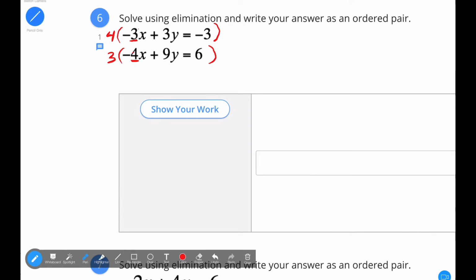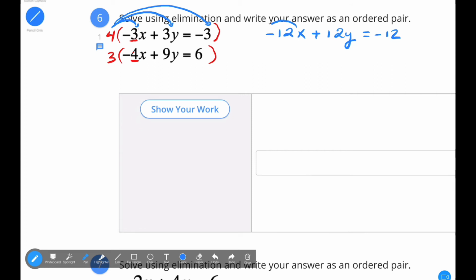So, let's do that first. Then we can change the sign a little bit. 4 times negative 3 is a negative 12x. 4 times 3 is positive 12y. 4 times a negative 3 equals a negative 12, right? Okay, I'm going to stop right there for a little bit. I'm not going to do this yet.